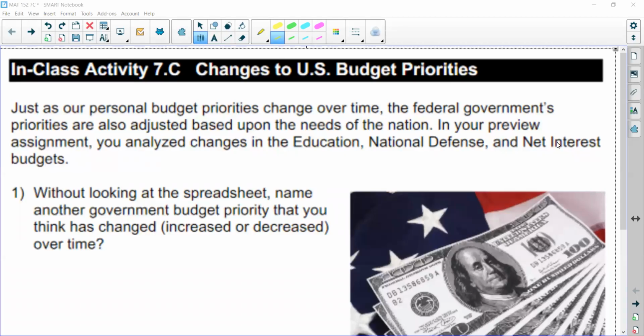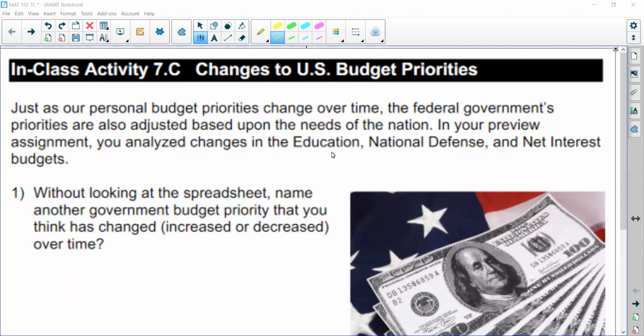Today, we're going to talk about the in-class activity 7C, changes to U.S. budget priorities. Just as our personal budget priorities change over time, the federal government's priorities are also adjusted based upon the needs of the nation. In your preview assignment, you analyzed changes in education, national defense, and net interest budgets.